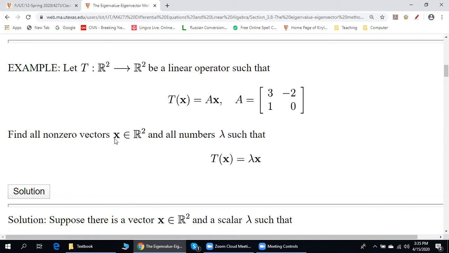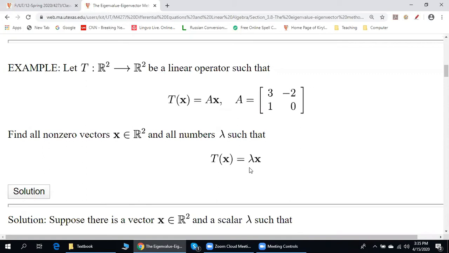Note that if x is a zero vector, then Ax is equal to lambda x for any number lambda. Therefore, from the very beginning, let us exclude this trivial case. We want to find all non-zero vectors such that Ax is equal to lambda x. And here's how we do it.